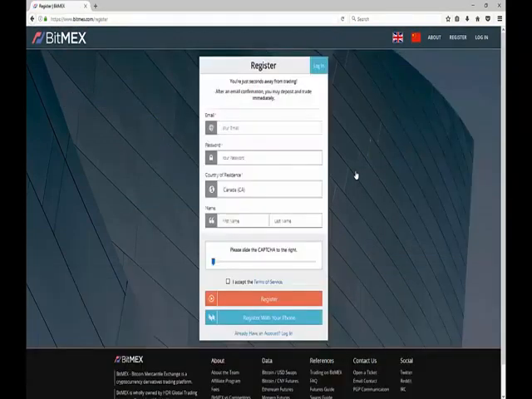You provide your email, strong password, country, and first and last name, and then the CAPTCHA. Now, this service isn't available to US citizens as a result of regulation, so make sure that you're able to trade on this exchange through your local jurisdiction.